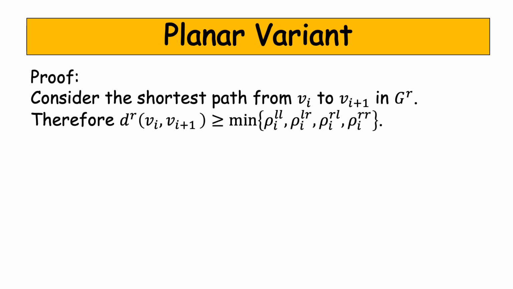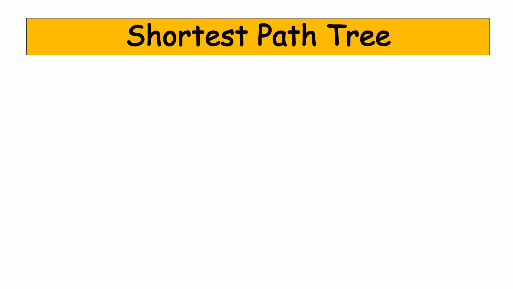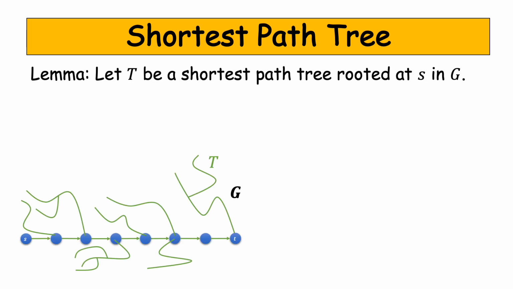So no matter what case we fall into, the shortest path from VI to VI plus 1 in GR can be simulated in the graph H by one of the terms in the right-hand side. So in total, we have this equation. Recall that the MSSP algorithm requires a computation of a shortest path tree. So in this slide, we will see how we can compute such a tree in linear time.